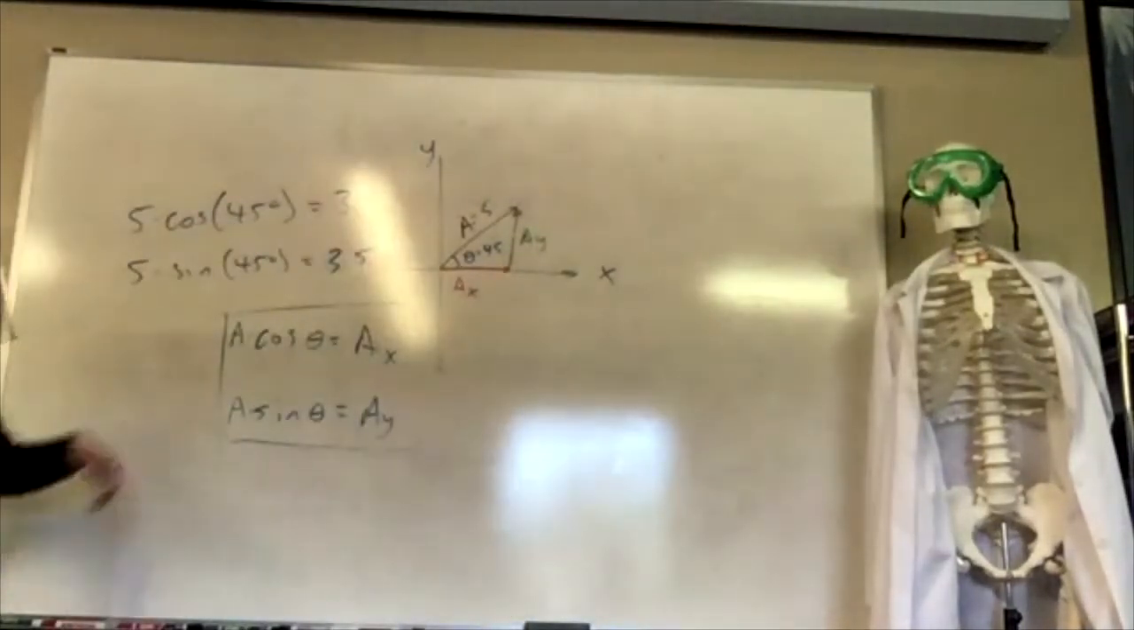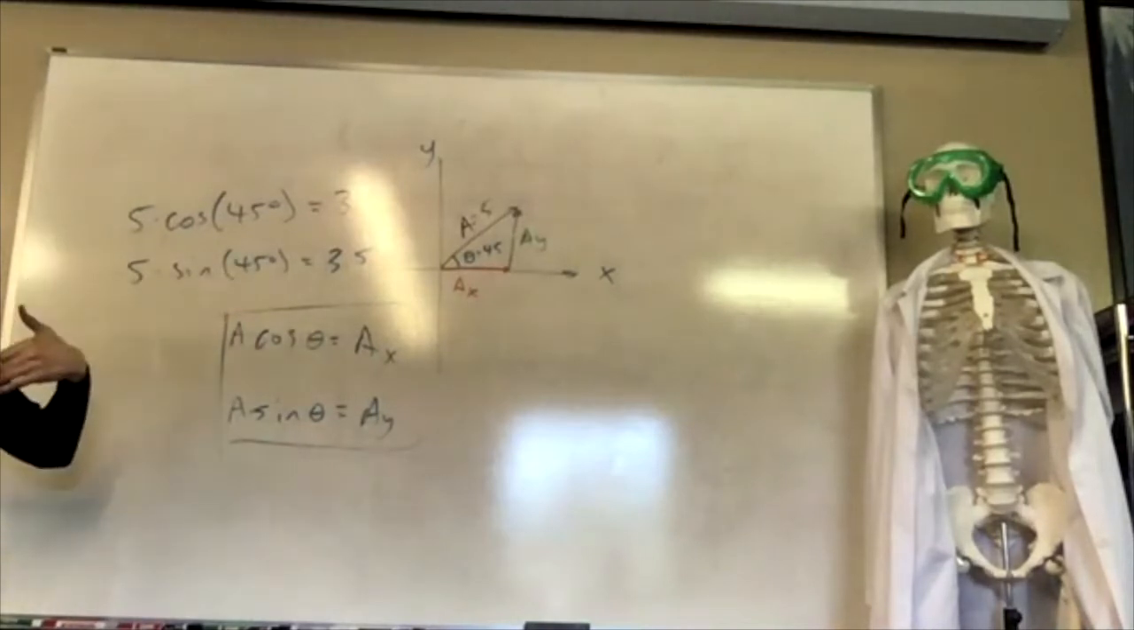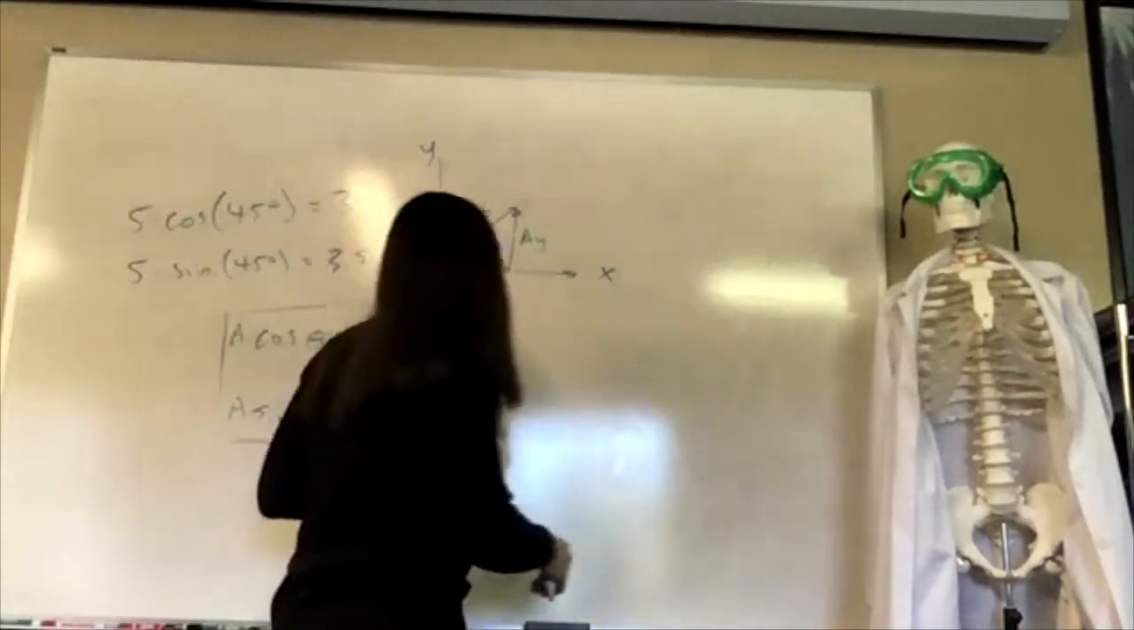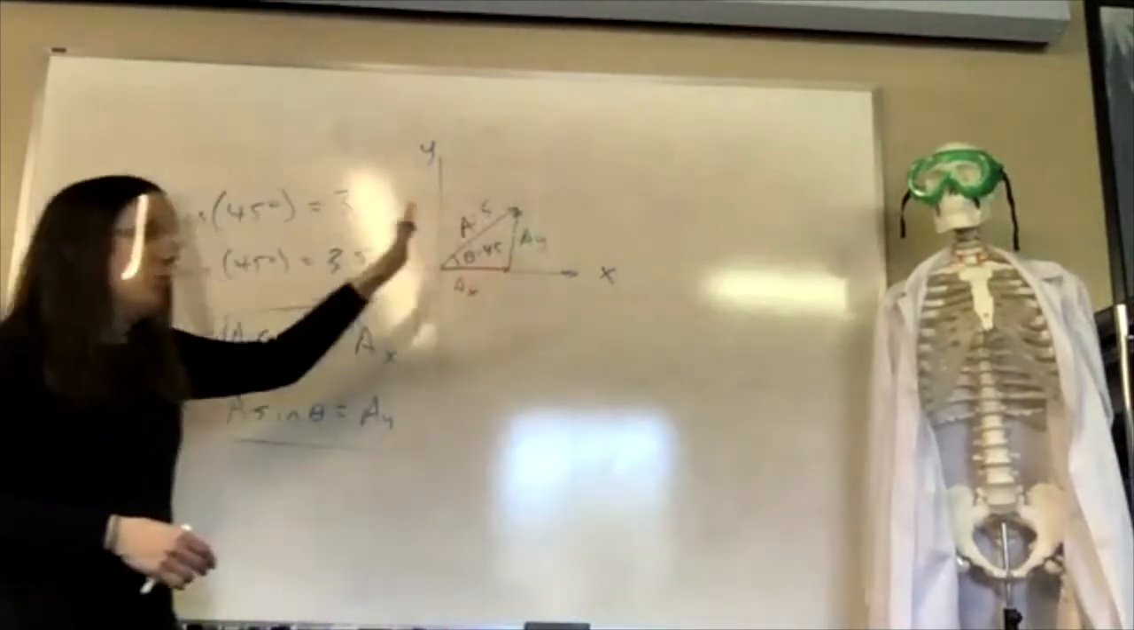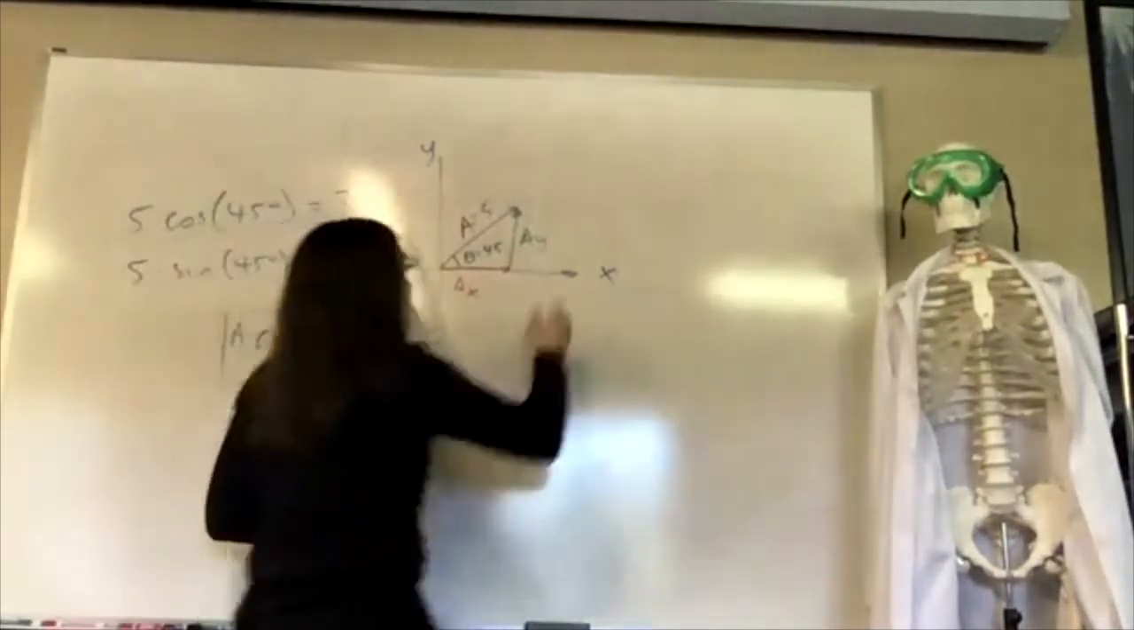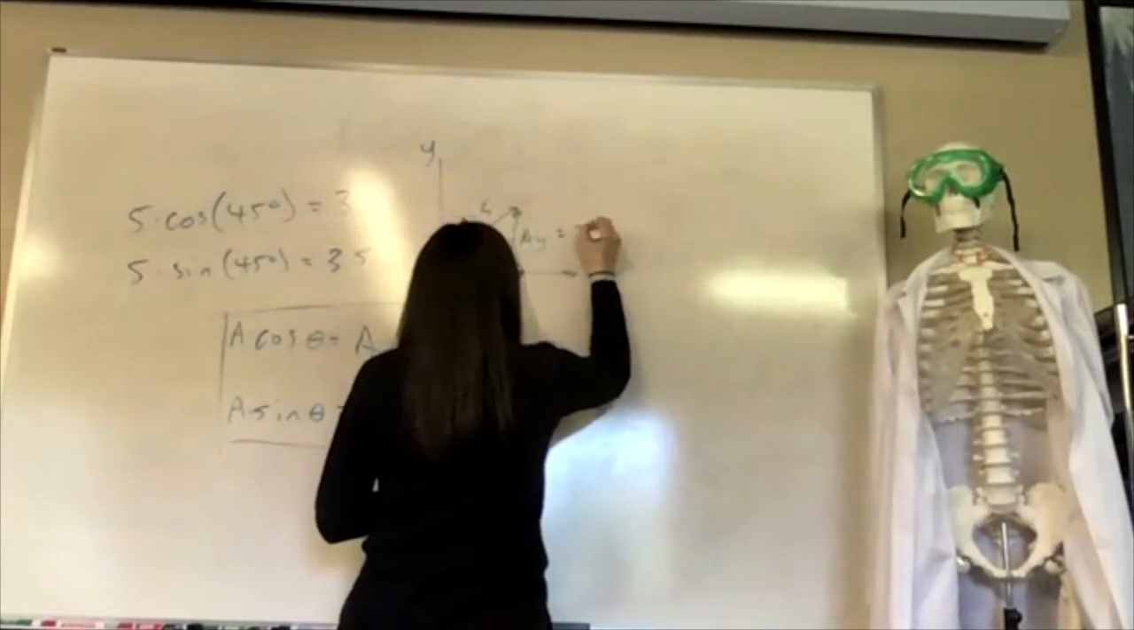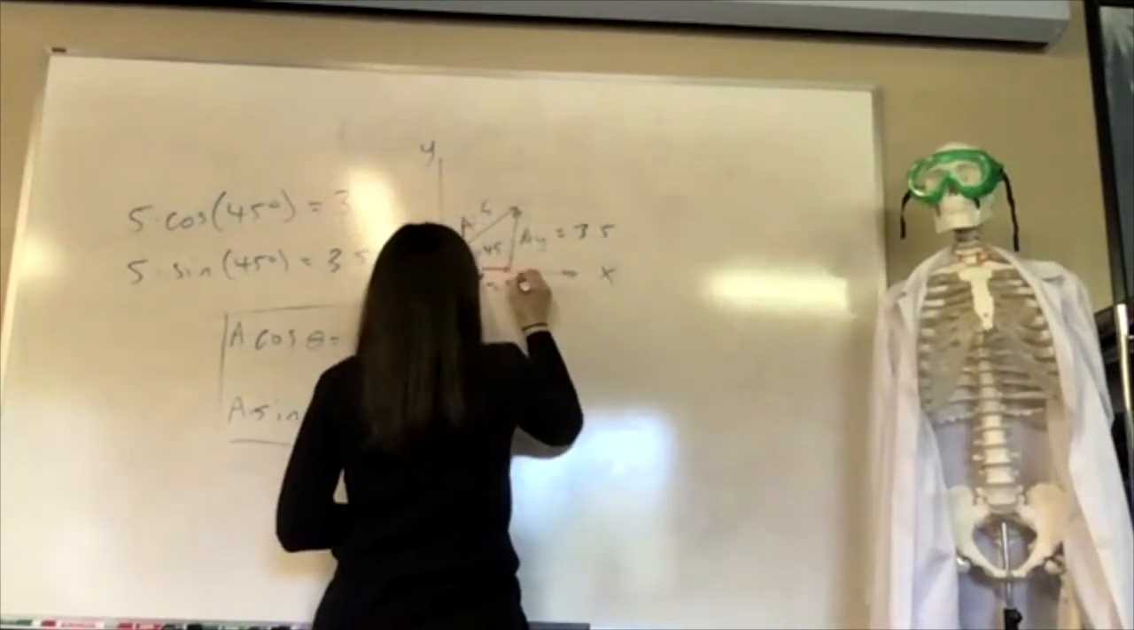Yeah, it should be the same. At a 45-degree angle, you will get the same answer for both. They're not always going to be the same, but if it's 45 degrees, they will be the same exact sides. So each one of these is 3.5 in this case.